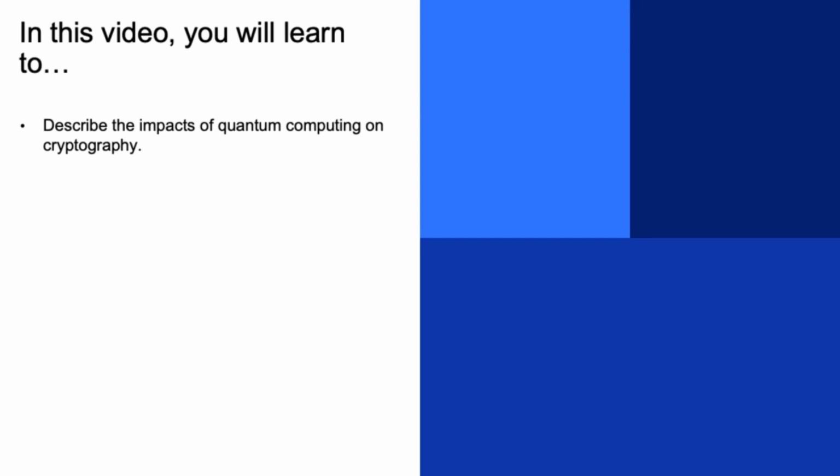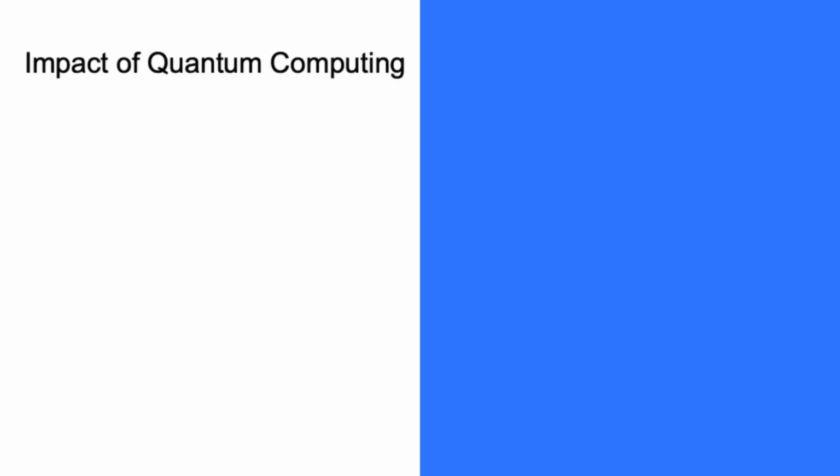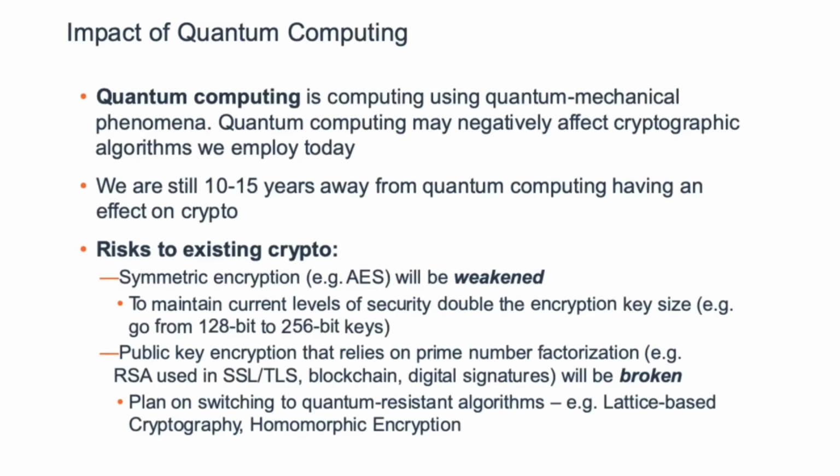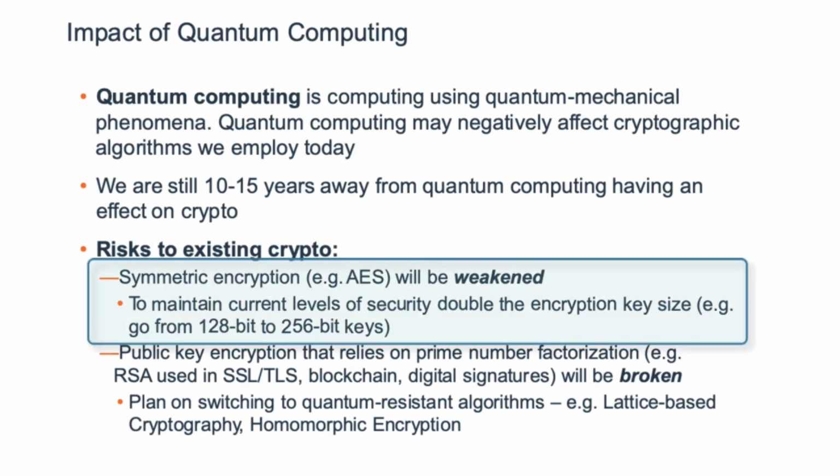In this video, you will learn to describe the impacts of quantum computing on cryptography. Also, I wanted to mention quantum computing. Quantum computing is computing using quantum mechanical phenomena. You may have heard that it will negatively affect cryptographic technologies that we use today. Fortunately, we're still about 10, 15 years away from that being practical, but it doesn't hurt to start thinking about it now.